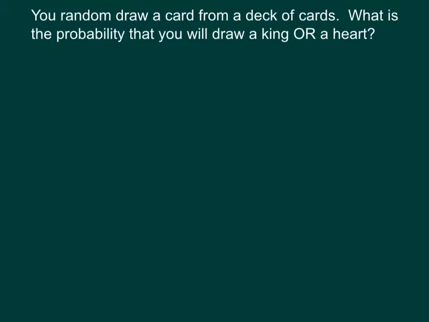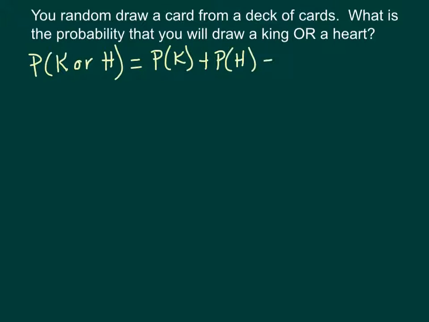You draw randomly a card from a deck of cards. What is the probability that you will draw a king or a heart? So I'm looking for the probability of a king or a heart. So that equals the probability of a king. I will add it to the probability of a heart. Then I will subtract the overlap of the king and the heart.